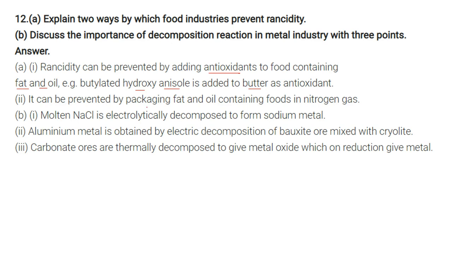And you can also prevent it by packing this fat and oil not in the presence of oxygen, but you can pack them with nitrogen gas.